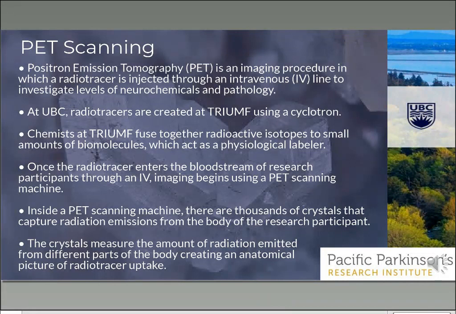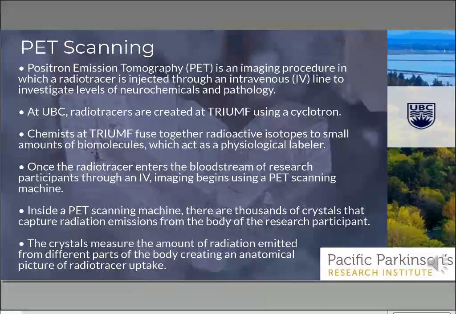So I'm going to talk to you a little bit about positron emission tomography, which can also be called PET for short. It is an imaging procedure in which a radio tracer, which is a radioactive labeling agent, is injected through an intravenous line to investigate neurochemicals and pathology. At UBC, radio tracers are created at Triumph using a cyclotron. A cyclotron is a particle accelerator, and it is used to accelerate particles of carbon and fluorine. These particles begin to collide in the cyclotron, changing their anatomical structure. After the particles have collided for some time in the cyclotron, they become radioactive isotopes known as carbon-11 and fluorine-18.